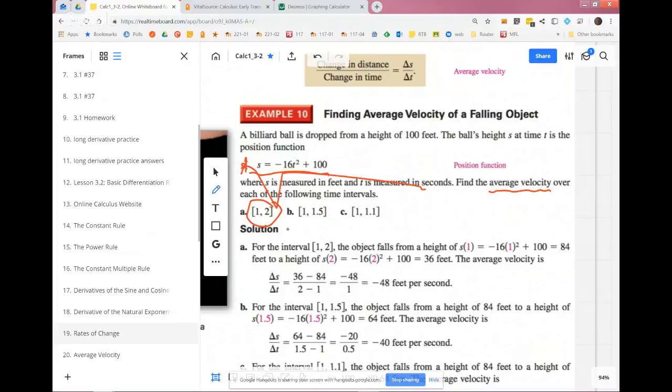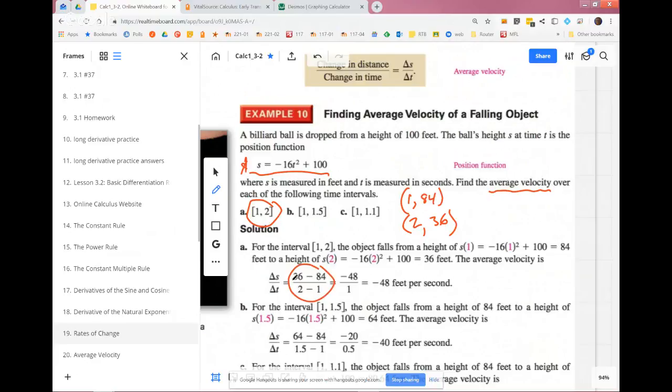So in other words, at 1, the y coordinate is 84. Okay, and then at 2, what would that be? 2 squared is 4. 4 times 16 is negative 64. Negative 64 plus 100 is 36. So now we've got 2 ordered pairs. How do we find the average rate of change? Find the slope. And you'll see that's exactly what they do right here.